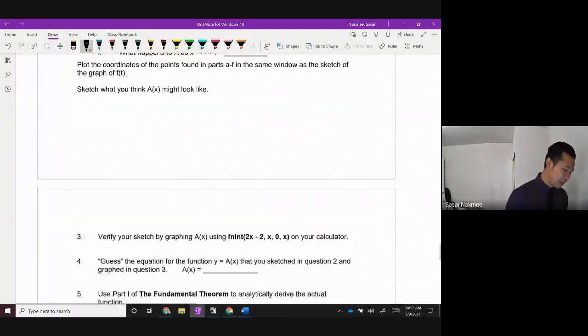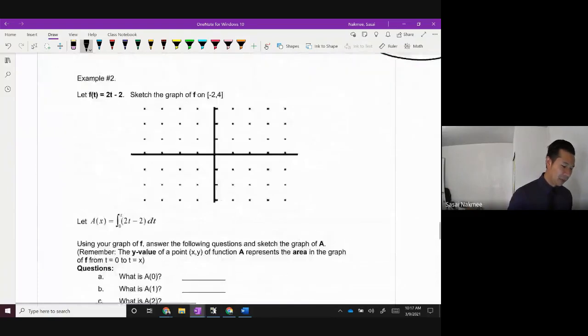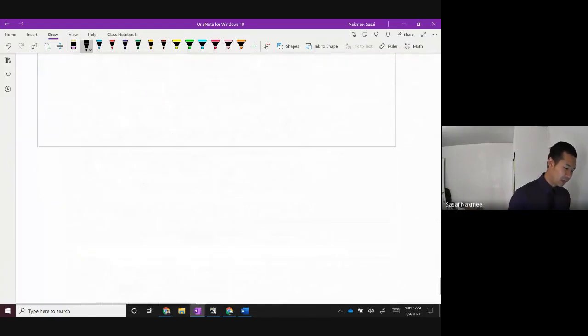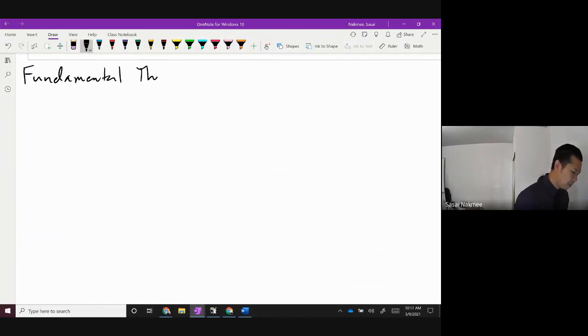I'm going to skip over here. This is actually part of your homework. You can do this later, but it builds off of this part right here, which I'm going to write out for your notes right now. So if you guys could copy this down. The title of this right here, what I've just explained to you, right, is called the Fundamental Theorem of Calculus.